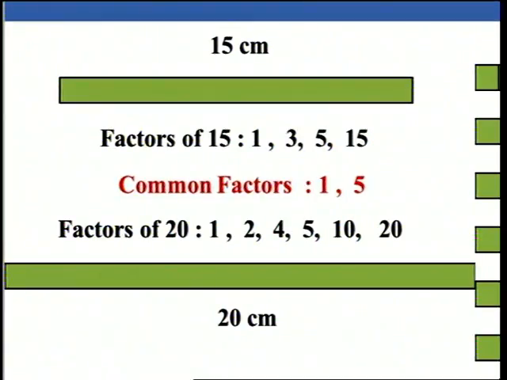What is the HCF then? Now in order to find the HCF of 15 and 20, let's list the common factors. Here the common factors are 1 and 5, and the highest of them is 5. So the HCF of 15 and 20 is 5. How easy, sir! Is LCM used in our real life?